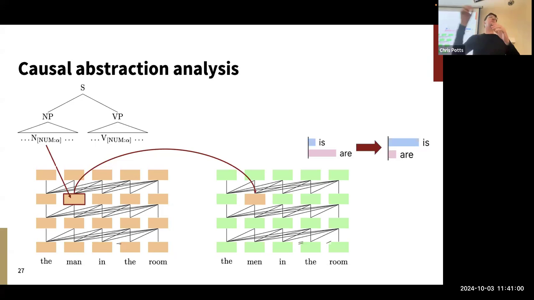And of course, this came up before. Right now, we have to do a kind of brute force search. We don't know a priori where that number feature might be stored. So we look everywhere, which can often be illuminating, but it's kind of costly.